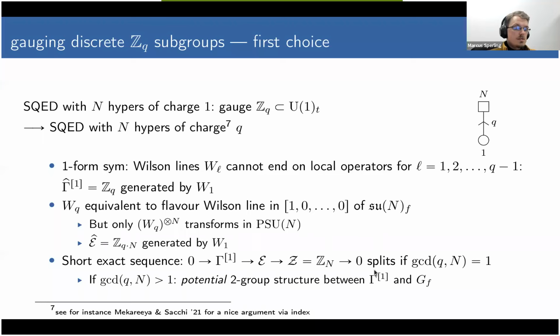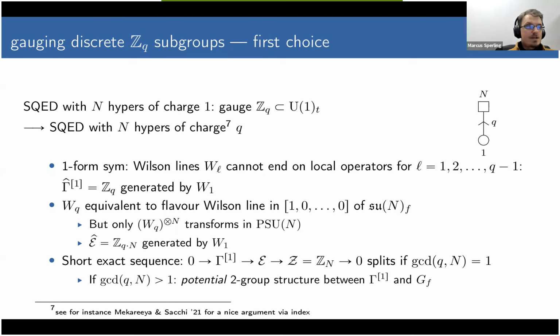So that means we have now this very nice sequence that fits together. And we know that the sequence splits whenever the GCD is 1. And whenever it's larger than 1, then we have a potential for a 2-group symmetry. So in particular, if you go back to the example that, for instance, Nopadol and Matteo, or Sakura, Matthew, and collaborators have been considering, SQED with two hypers of charge 2, then you know the GCD is 2. So you're going to have a potential 2-group symmetry. So that's the way to see this with line defects.